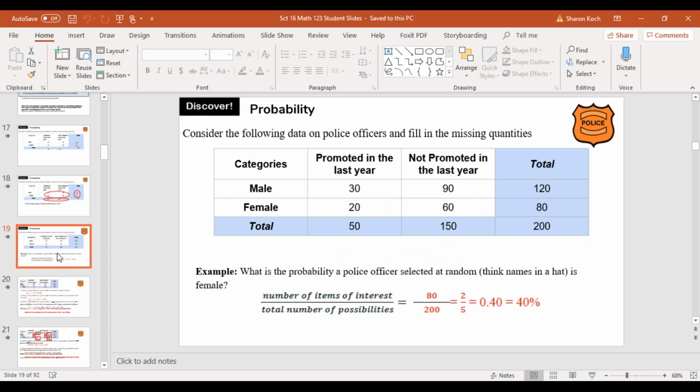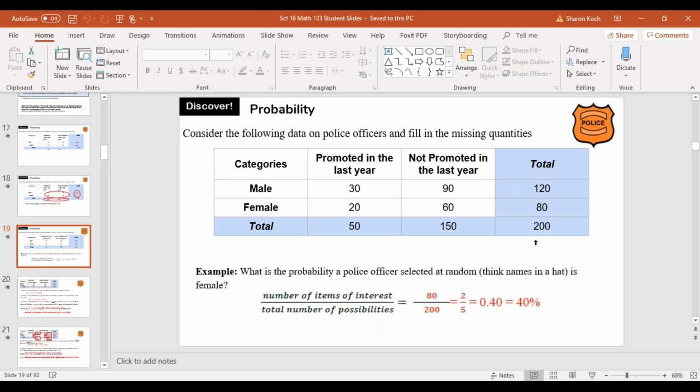Okay, so once we get this organized in the form of a probability table, we're going to start asking some questions about this. Okay, so what is the probability an officer selected at random, remember random, think of names in a hat, I'm just pulling a name out of a hat, is female? Well, let's take a look here. How many people's names are in the hat? That's the grand total in this lower right-hand corner, 200.